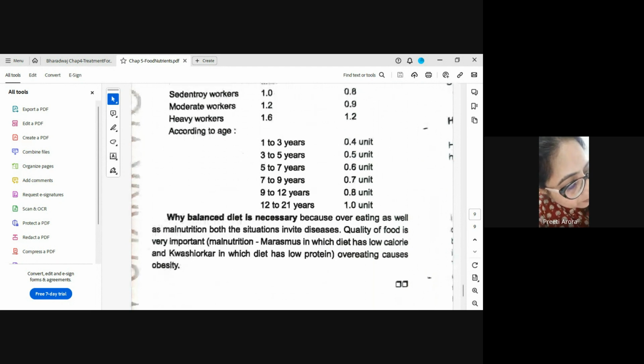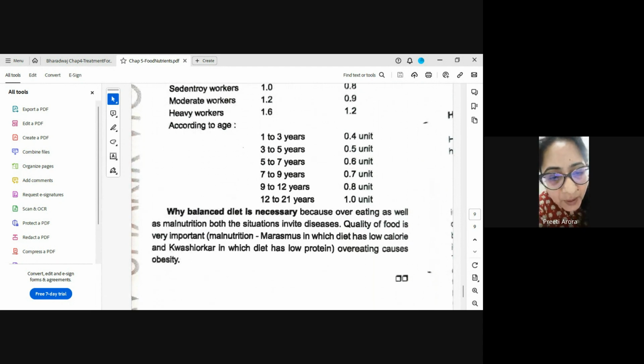Then it's also talking about the diseases that you have. Marasmus is mentioned here. When you have a low calorie diet, you will suffer from malnutrition. Kwashiorkor is due to a low protein diet, and marasmus will afflict you if you have a low calorie diet. And obviously, if you overeat, you will be obese. That is another form of disease that we see nowadays.